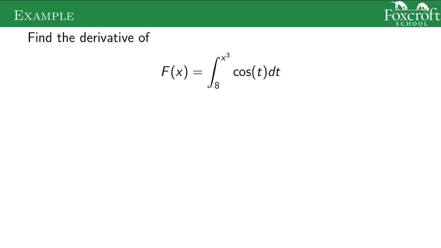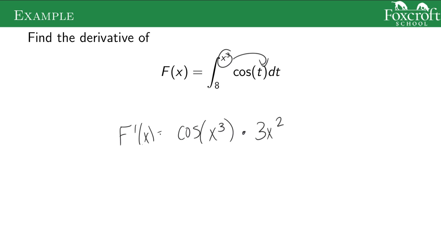Here's another example. The first thing when I do the derivative is just take whatever's here and plug it in for t. I need cosine of x cubed, and I need to multiply that by the derivative of x cubed, and that's 3x squared. Again, that's the whole thing. Nothing else you have to do when you're finding the derivative of these accumulation functions.